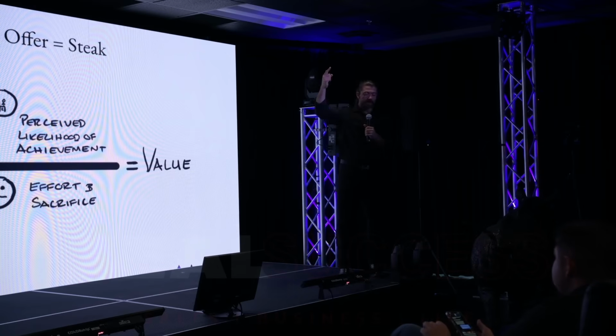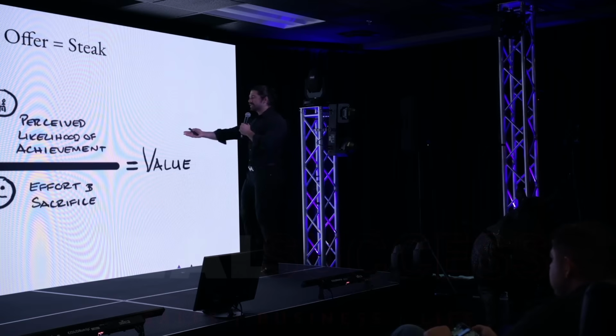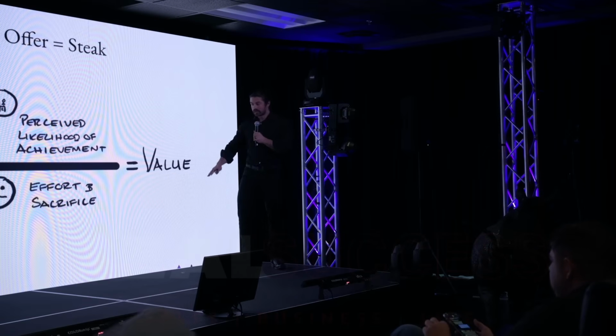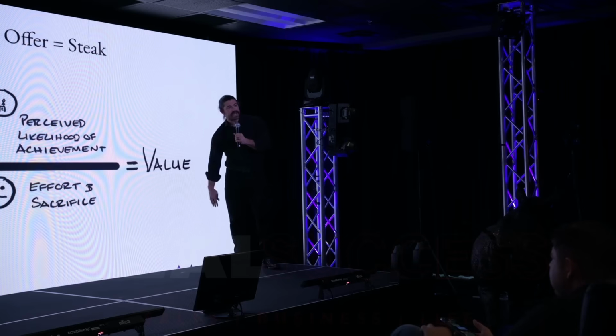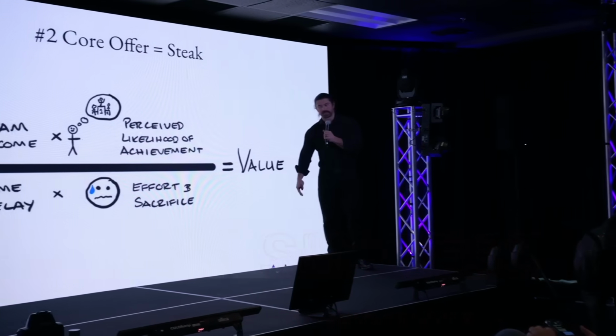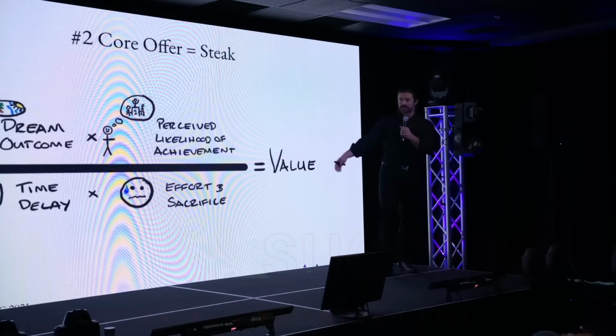The first is the dream outcome, all right? So everything on the top side of this equation is stuff that people value. They want more of this. This is great. We try and increase this. The bottom side of the equation is stuff that detracts from the experience, that makes them less likely to want to buy, all right? So the time, delay, effort, and sacrifice.